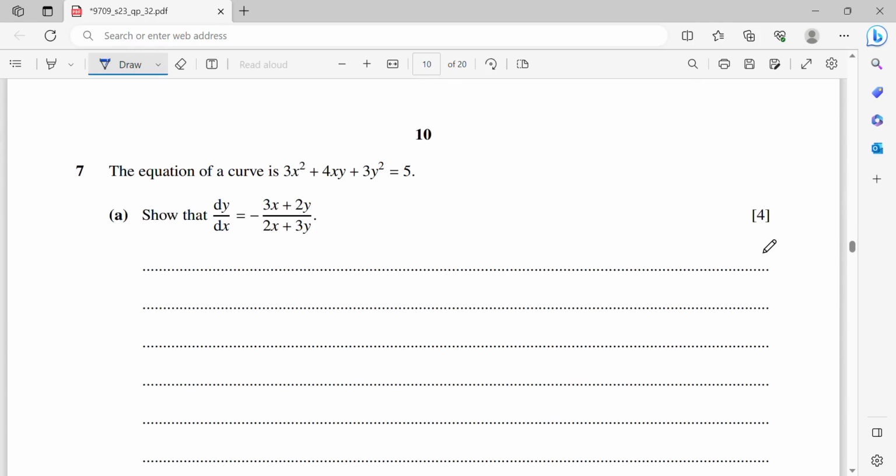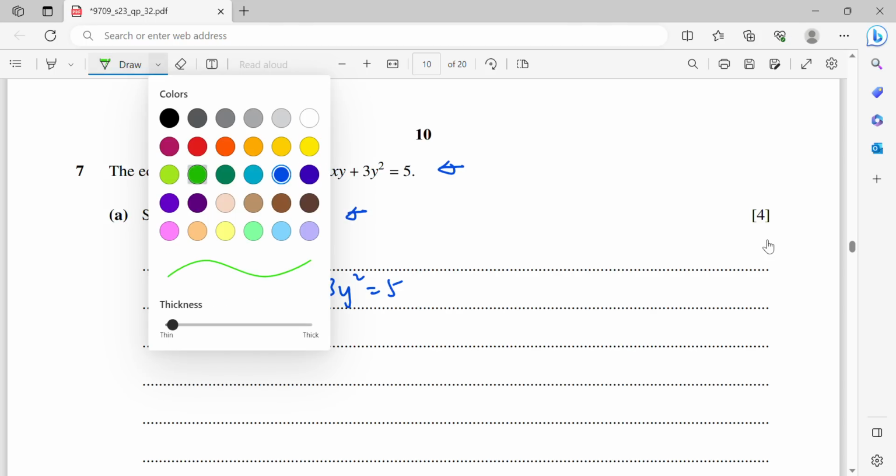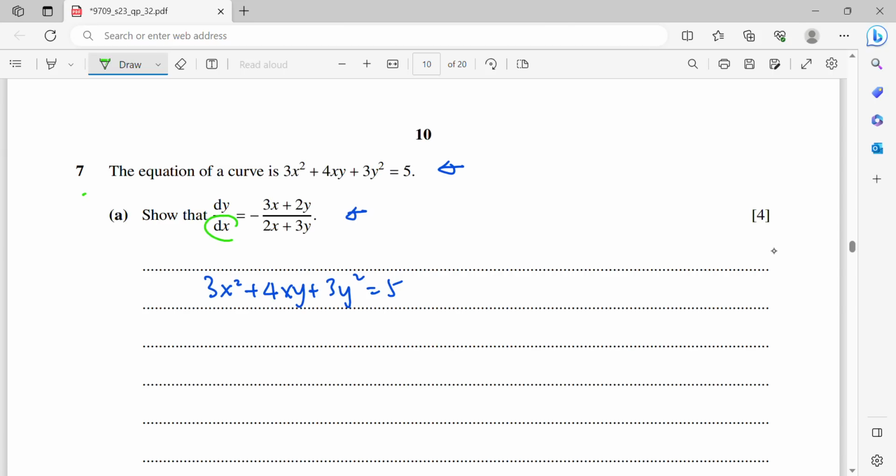Now we have come to question number 7. The equation of the curve is this. Show the dy dx. So I will copy the equation of the curve first. To get dy dx from this is basically implicit differentiation, because you cannot split the y completely from the x. So now what you need to do is differentiate the whole equation with respect to x.